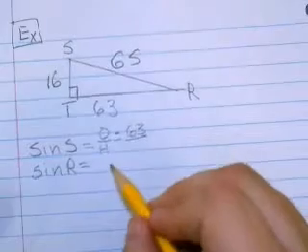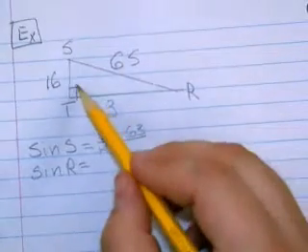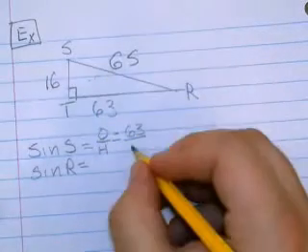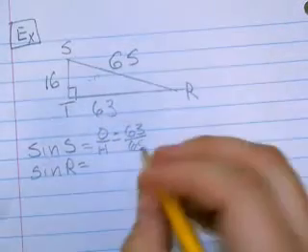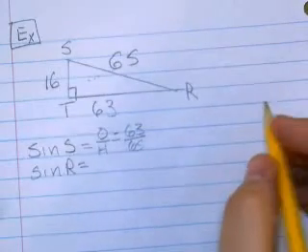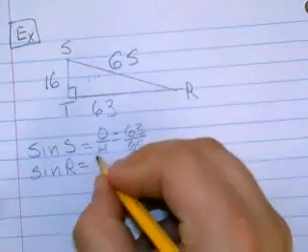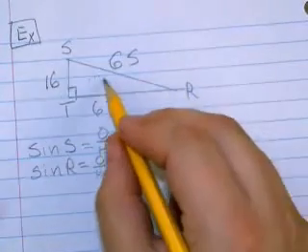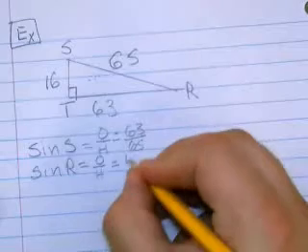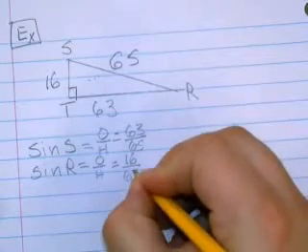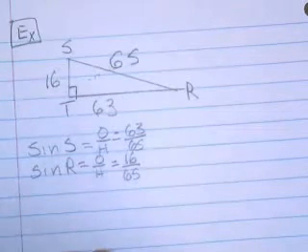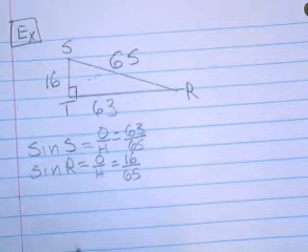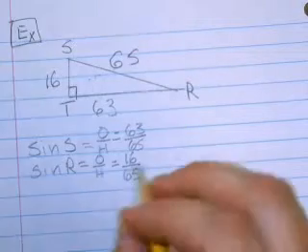Now, the hypotenuse is the side length that goes across from the 90-degree angle, or the right angle, so it would be 65. Now, sine of R, we go from angle R, that's still going to be the opposite over the hypotenuse, but the opposite of R is 16, and the hypotenuse is still 65. Okay? So far, so good. Alright.